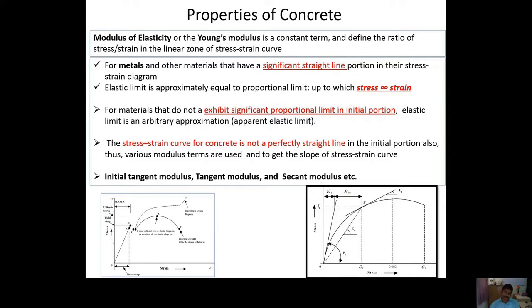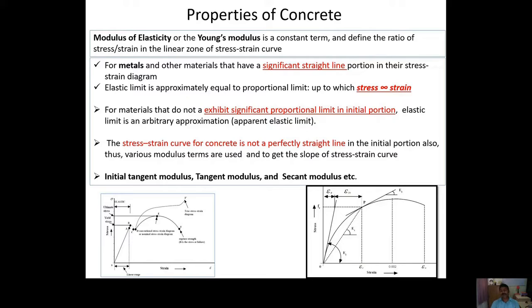Here, for this brittle material in the right side graph, you see that the graph is almost non-linear from the beginning. So it is very difficult to get the proportional limit, and there is no such proportional limit or elastic limit. So what do we have to do now? We have to draw a tangent at the initial portion of the graph so that we can get the ratio of the stress and strain, or the angle of this tangent. That angle indicates your initial tangent modulus, or Young modulus, or modulus of elasticity.